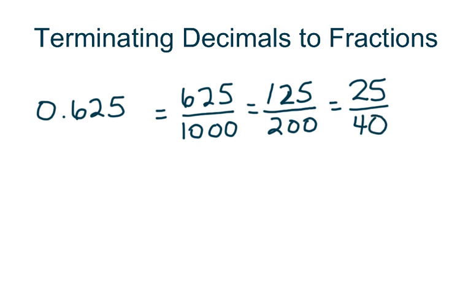We still have a number in common because 25 and 40 both have a 5 involved. So 25 divided by 5 is going to be 5. 40 divided by 5 is going to be 8. Looking at these final numbers here, the 5 and the 8, 5 and 8 don't have a number in common that we can divide by, so we're finished. And 0.625 is the same thing as 5/8.